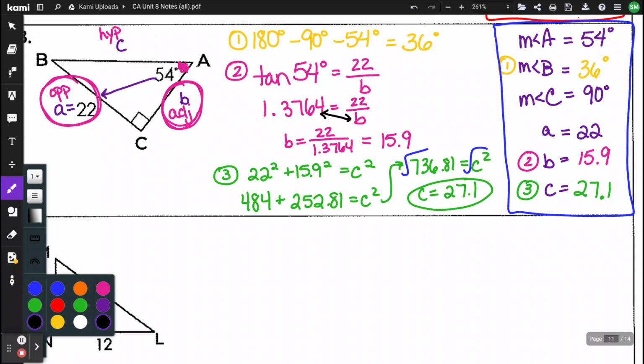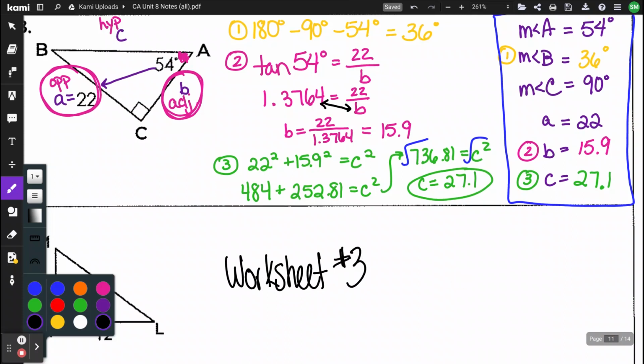So there is worksheet number 3 in your homework packet on this. If you watch the whole video, I'll even give you half the amount of work. Let's do the evens. Worksheet number 3, evens. Odds will be extra credit. So worksheet number 3, evens for regular credit.